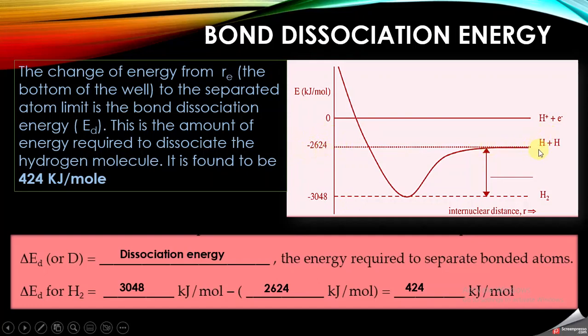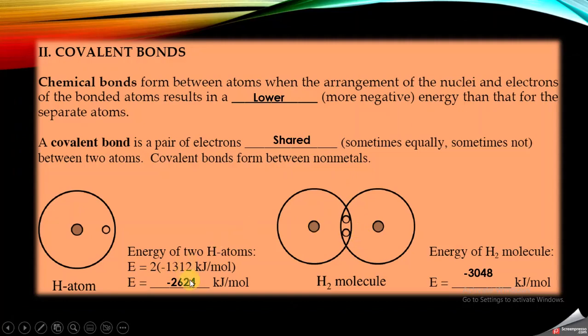You have the energy of one hydrogen atom, and if you multiply it by 2 you get this value. So here you can see it is minus 2624 kilojoule per mole. The energy of the hydrogen molecule is minus 3048 kilojoule per mole, as you have seen from the curve. And this is the covalent bond between the two hydrogen atoms, formed because of the sharing of electrons.